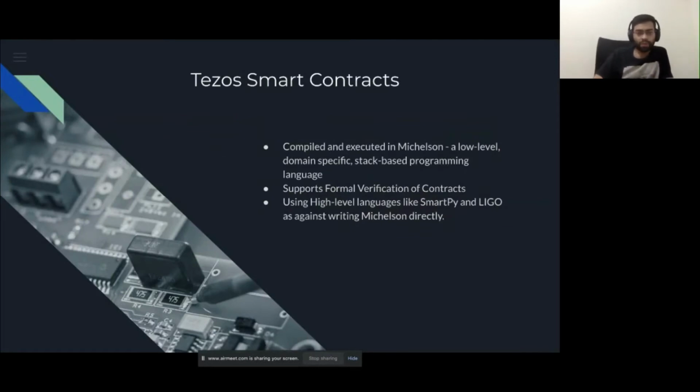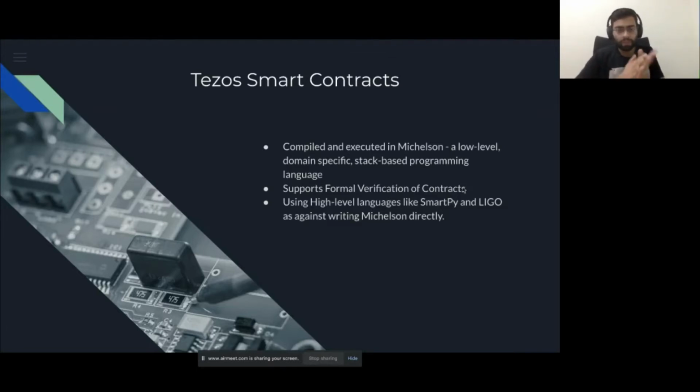So, Tezos smart contracts. With smart contracts, there are a couple of design challenges that need to be overcome, and I'm assuming that some of you computer science students have learned about compilers and compiler design. That's integral in designing smart contracts and smart contract languages.